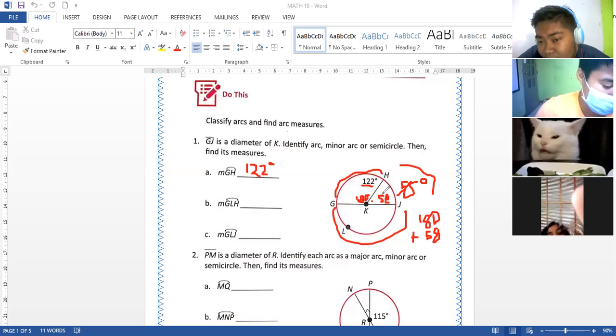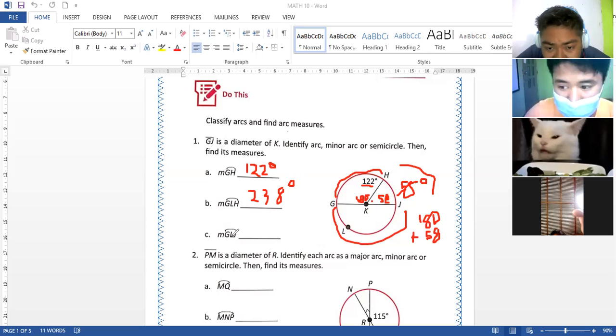Are you still with me? Yes. 180 plus 58 is 238. So, don't forget the degrees. The degrees must be written, because without degrees, it is wrong. Okay. Now let's find GLJ. How much is GLJ? We already found that, it is 180 degrees. Got it?